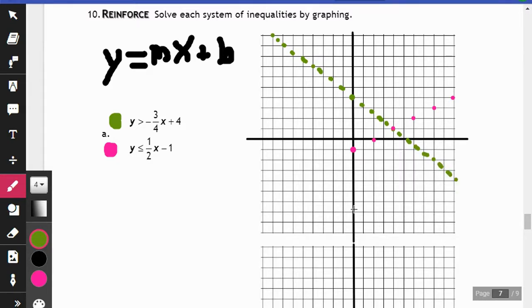Like so. Now the pink one, however, does have an equal sign. Notice it has an equal sign right here below the thing. That means it's allowed to be on the line, just not anything. There. So there's my 2 lines.